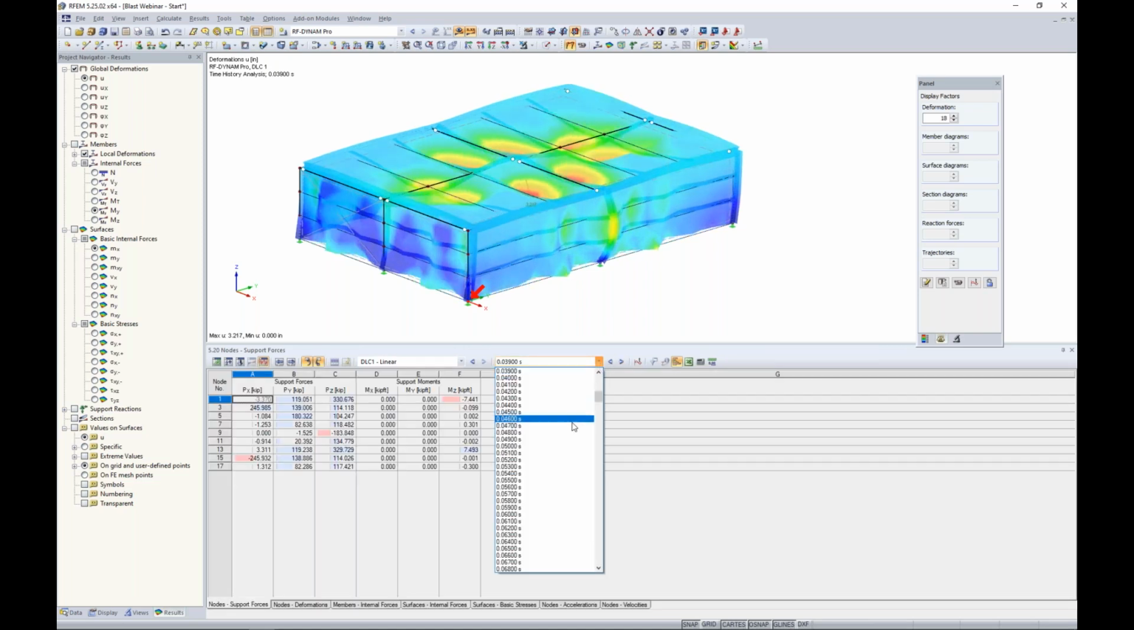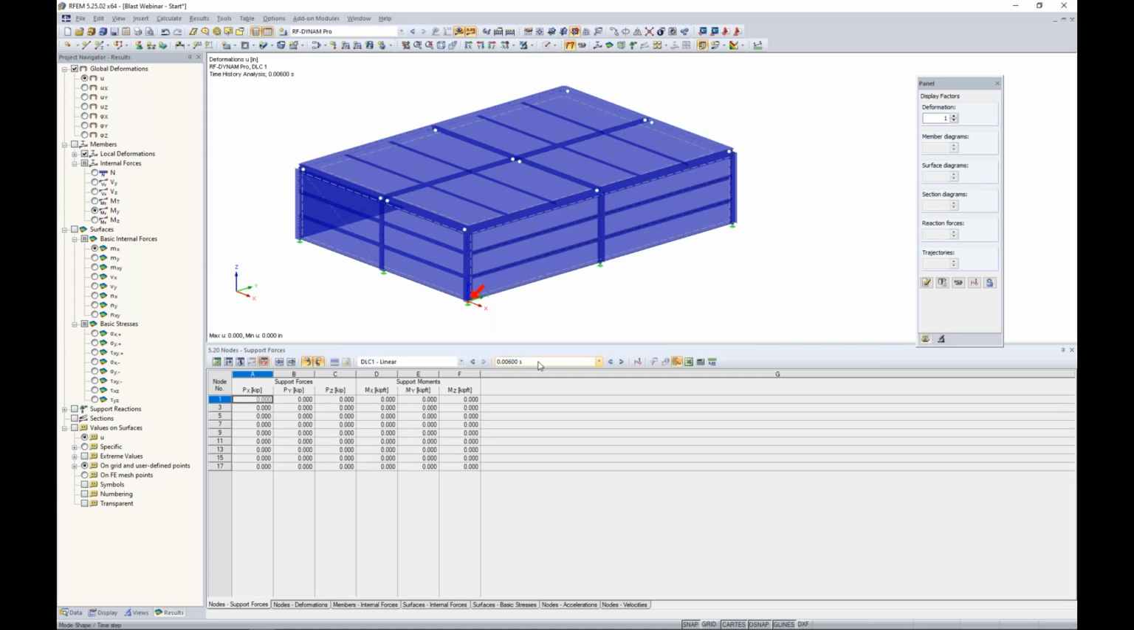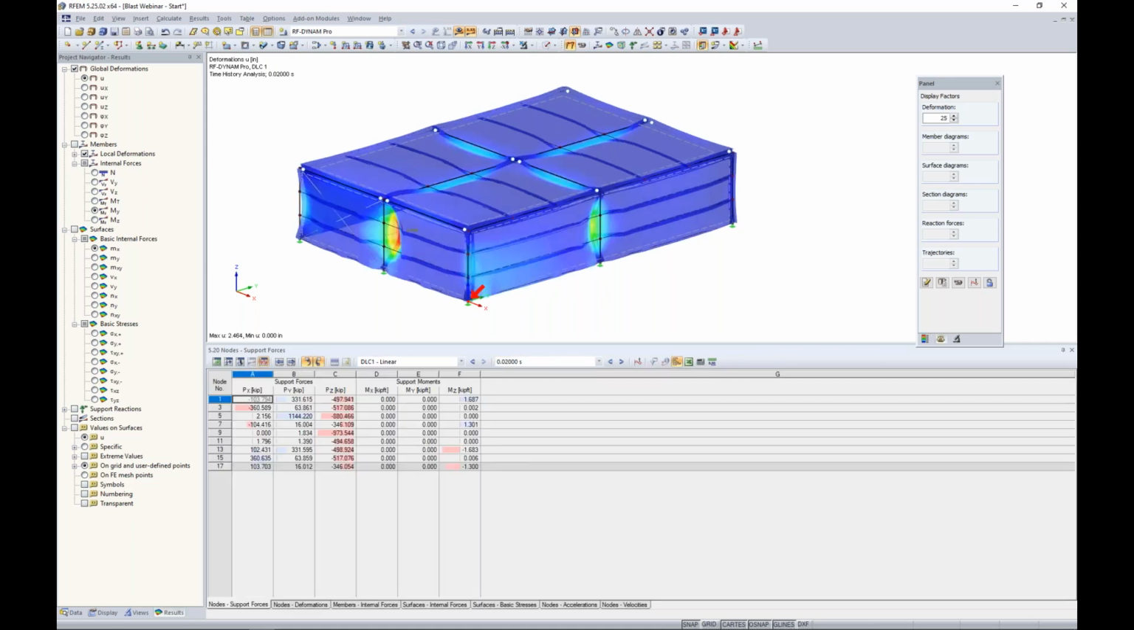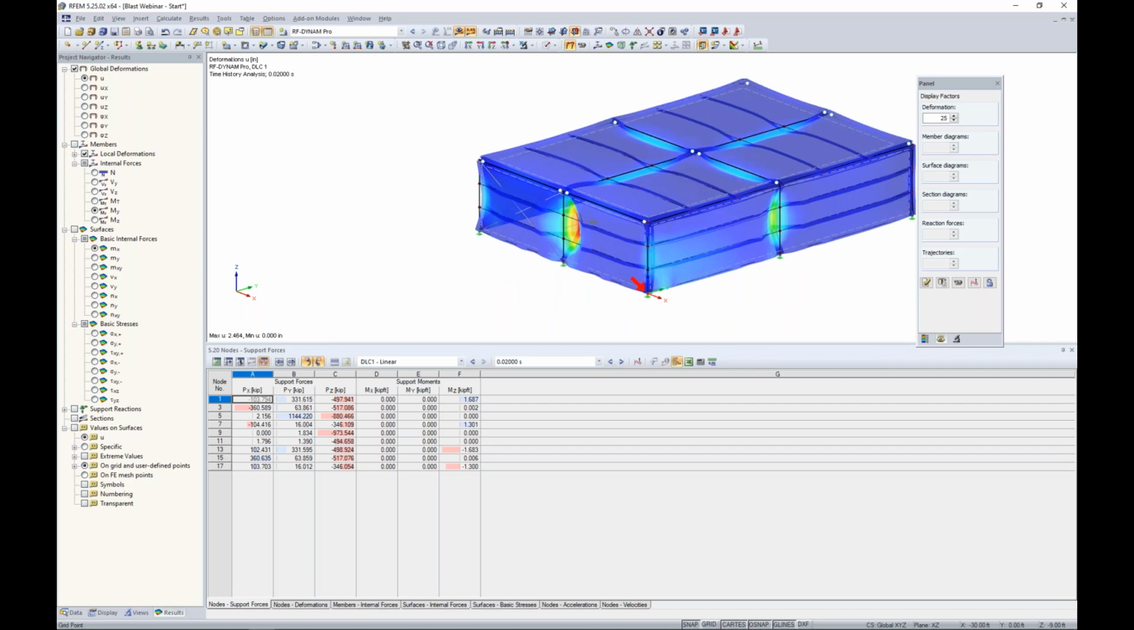For any one of these time steps, or the dynamic envelope up here at the top, all of our results are given to us in table format. So we'll see here member internal forces, we can view node deformations, and stresses on our surfaces. We can export all of this information to Microsoft Excel at the click of a button if we wanted to do some further sorting. We can view all of this information graphically here as well with our project navigator.